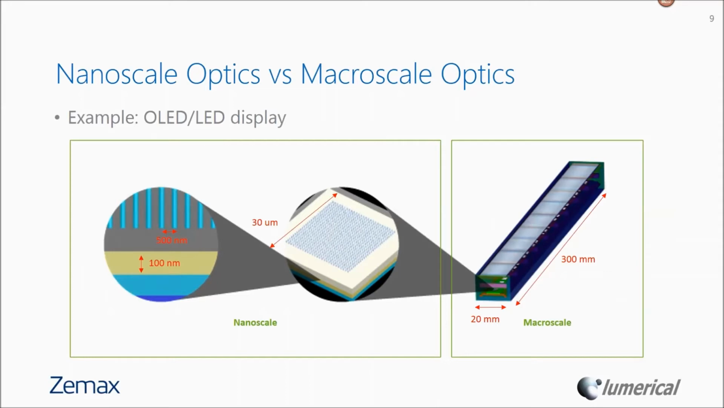So OLED and LED display is a good example of an application where both nanoscale and macroscale optics are required. Here you would want to use ray tracing methods to design your macroscopic device. So in this case, on the right side, you see a lamp with dimensions 20 millimeters by 30 millimeters. If you zoom into one of the pixels, you'll see that these devices often have very thin layers, which can be tens or hundreds of nanometers in thickness. And sometimes you may even have nanoscale structures like the photonic crystal patterning that you see here. And these dielectric rods are placed about a few hundred nanometers apart. So in order to capture the effect of light interaction with these nanoscale features, you will need to use a solver that's based on nanoscale optics.